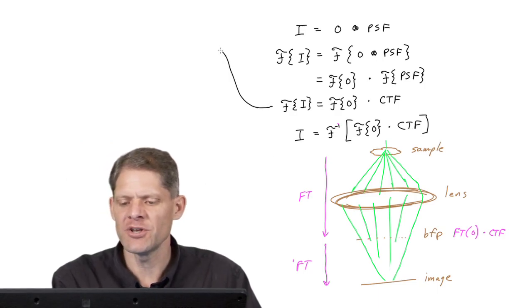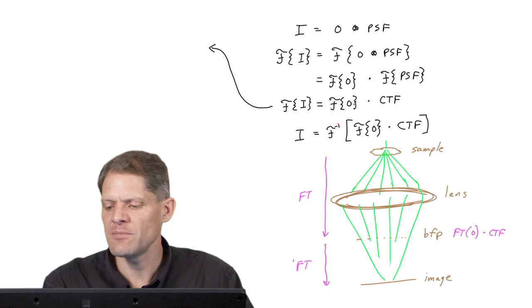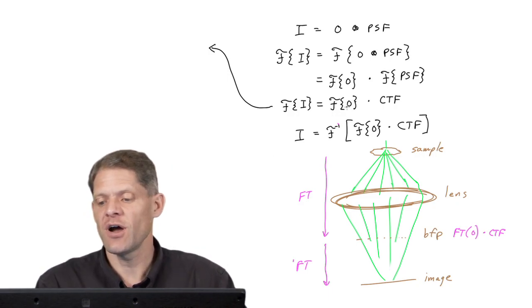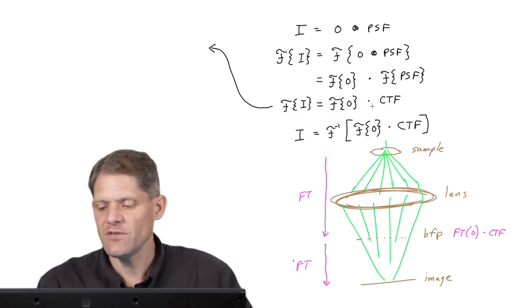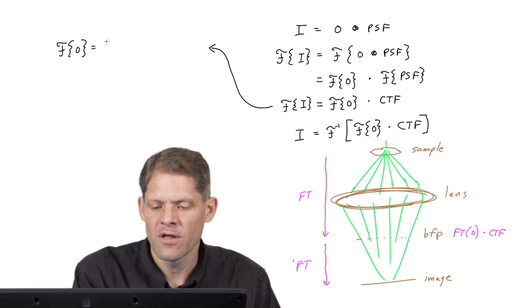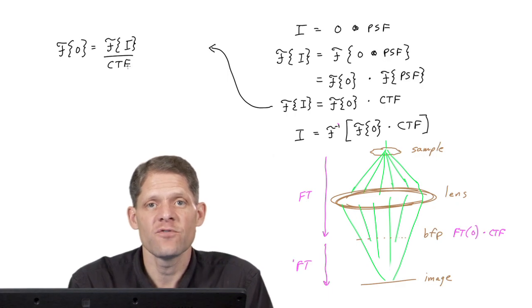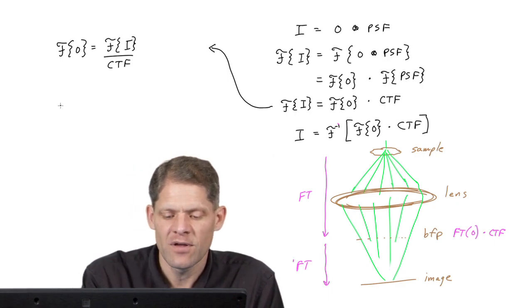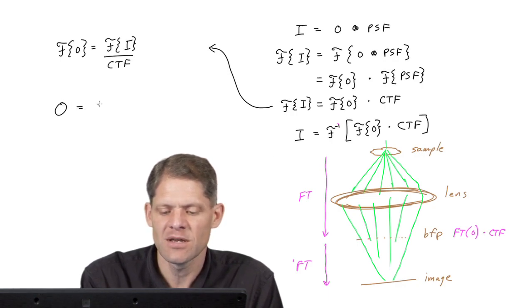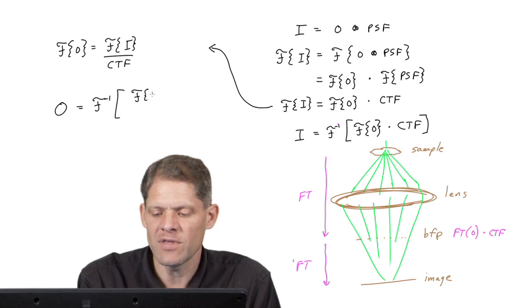Now, building from this equation, let's take another step, and let's try to solve this equation for the object, because what we'd really like to know is the structure of the object. So rearranging this equation, we can write that the Fourier transform of the object is therefore the Fourier transform of the image divided by the CTF. And if we take the inverse Fourier transform of both sides of that equation, we arrive at a very important result, which is that the object is equal to the inverse Fourier transform of the Fourier transform of the image divided by the CTF.